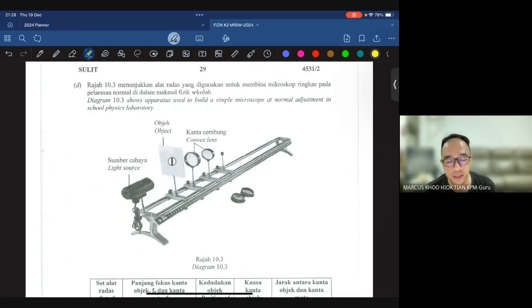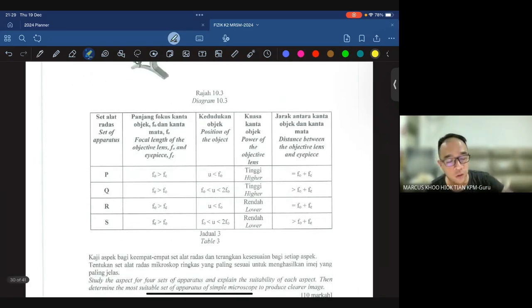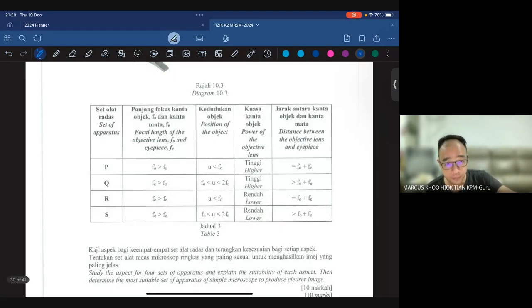Okay, D. Apparatus used to show a simple microscope and normal adjustment in the school physics laboratories. Simple microscope, normal adjustment. Oh gosh, we talked about this for so long. These are facts that you have to know. I can't even really say much about this because there's really no choice in this matter. For microscope, I'm going to highlight this because it's important. Everything in green is microscope.